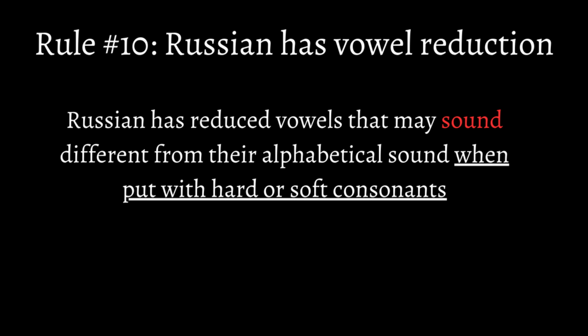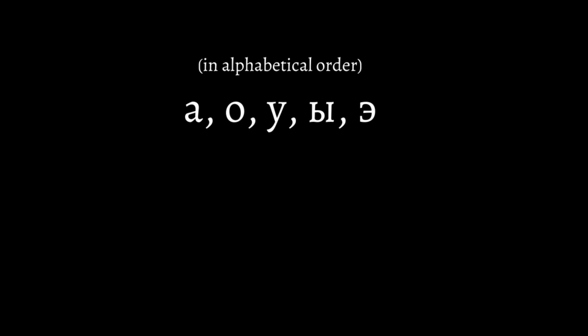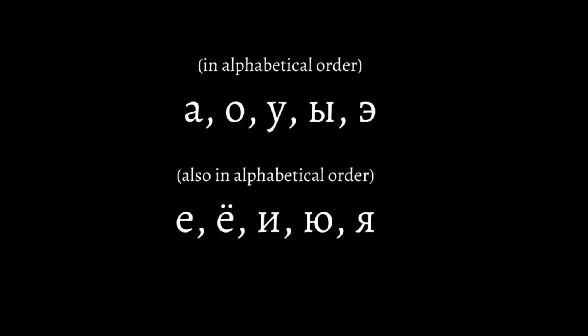Just like with consonants, Russian has vowels that get reduced when pronounced, meaning that they sound different from their alphabetical sound when put with hard or soft consonants, which makes a long sound. For instance, Russian has the vowels a, o, u, u, and e, which indicate that the preceding consonant is hard. On the other hand, there are the vowels ye, yo, i, u, and ya that indicate that the preceding consonant is soft. If you're interested in learning more about this, I have a link in the description explaining this concept on a different site. Still, I'll explain this concept more when I talk about the alphabet in the next video.